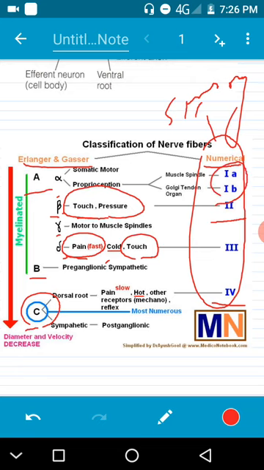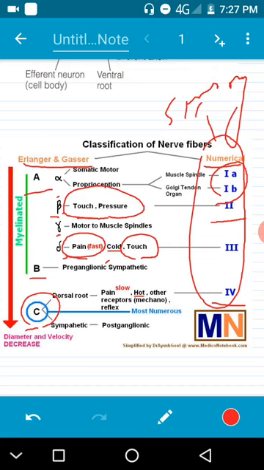And as you all know, the end organs of proprioception are two, mainly the muscle spindle and the Golgi tendon organ. The fibers originating from the muscle spindles are of 1A type, and the fibers originating from the Golgi tendon organ are of the 1B type. But both of them are A alpha type under Erlanger classification.